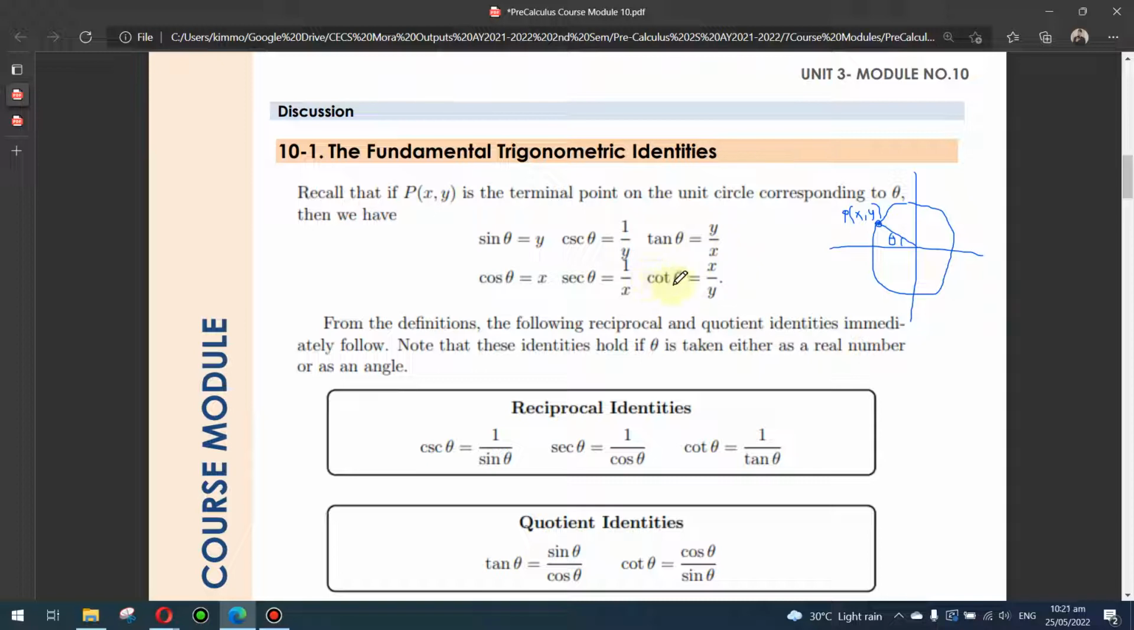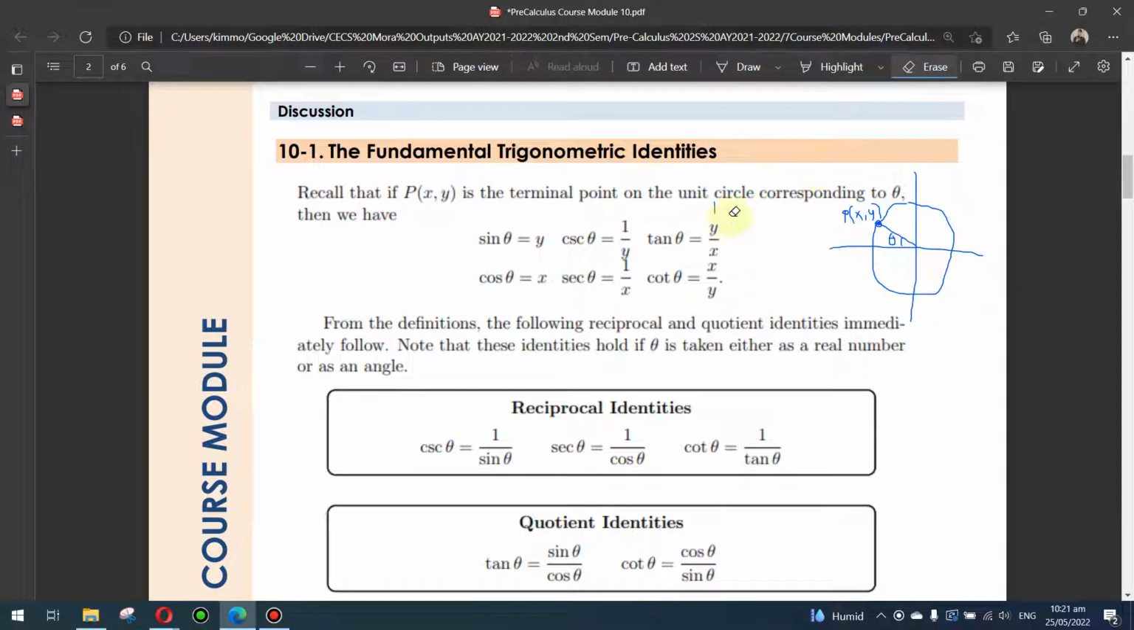Then cotangent is just the reciprocal of tangent, meaning that is 1 over tangent. Then that means 1 over y over x, that is 1 divided by y over x. If you have 1 over y over x, the numerator is 1 and the denominator is a fraction. The x, which is the denominator of the denominator, goes up to the numerator. Meaning x becomes the numerator, then y is the denominator. That's how it works whenever it is 1 over a fraction.